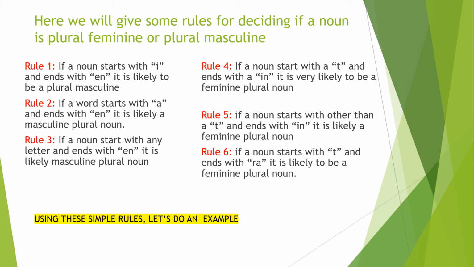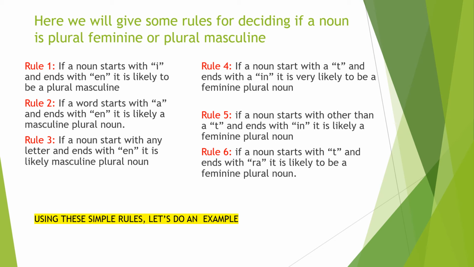Here we will give some rules for deciding if a noun is plural feminine or plural masculine. Rule number 1, if a noun starts with an I and ends with an en, it is likely to be a plural masculine. Rule number 2, if a word starts with an A and ends with an en, it is likely a masculine plural noun. Rule 3, if a noun starts with any letter and ends with an en, it is likely masculine plural noun.